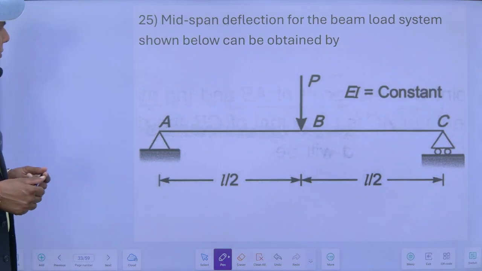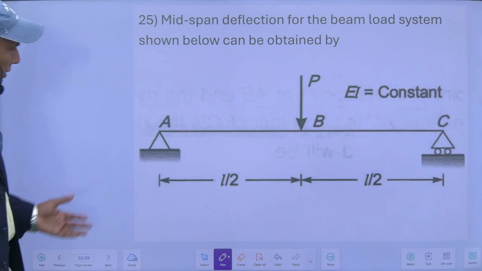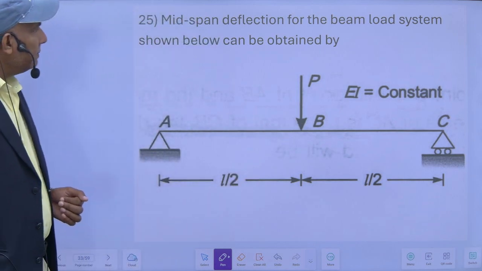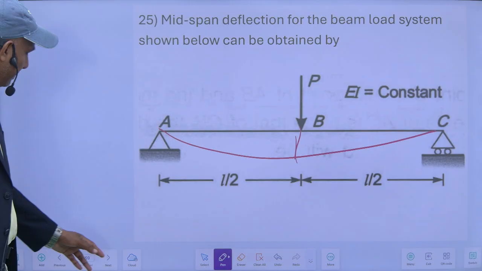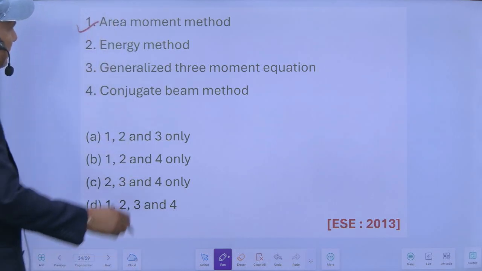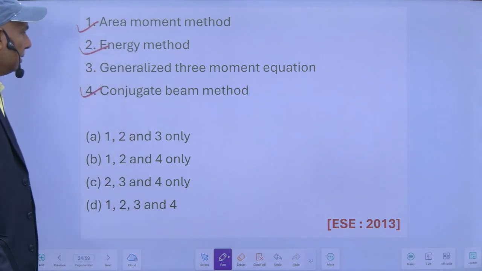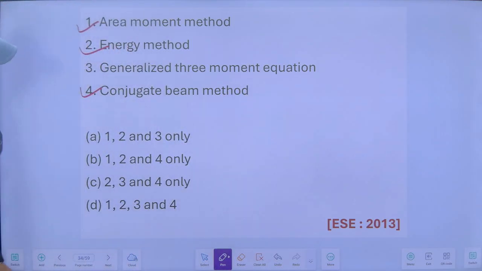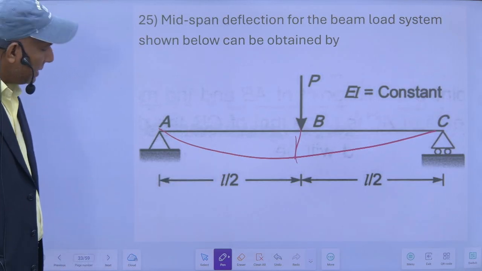Mid-span deflection for the beam load shown below can be obtained by, so this is a simply supported beam, this end is roller, this is hinged, this load is there. So my mid-span deflection can be obtained by area moment method, yes. Strain energy method, yes. Conjugate beam method, yes. Generalized 3 moment equations. Can we apply the 3 moment equation in this? Yes. I can apply the 3 moment equation also like this.